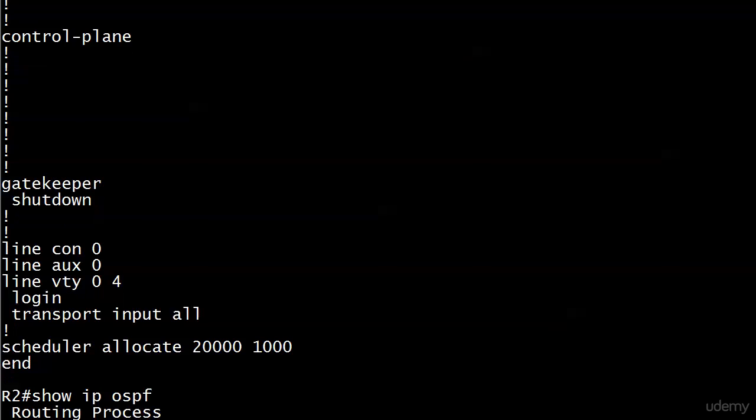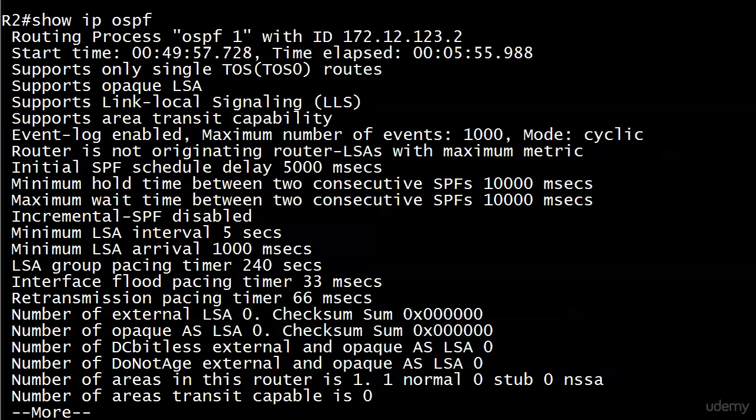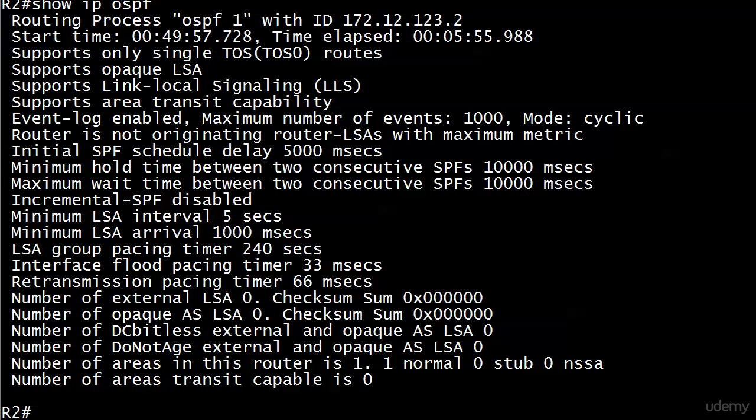And of course I can run show ip ospf, and the very first thing we're going to see up there at the top is 172.12.123.2. So we have a couple of options here. What we could do, of course, is create a loopback, which I will do because we're going to want to advertise that later. But also, I'm going to take this opportunity to introduce you to that router ID command I briefly mentioned before.